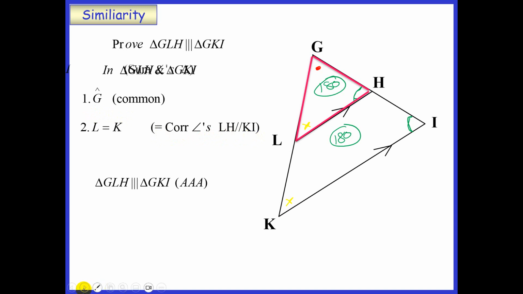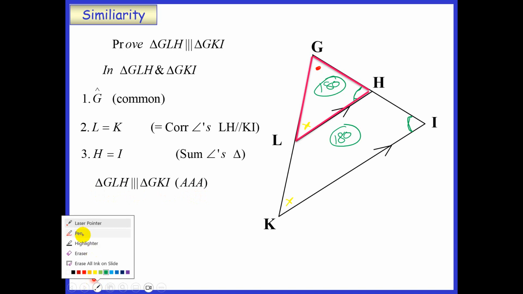And number 3, we can conclude that angle H is equal to angle I, and that is the sum of angles of a triangle. And therefore, these two triangles are similar. Case, angle, angle, angle.